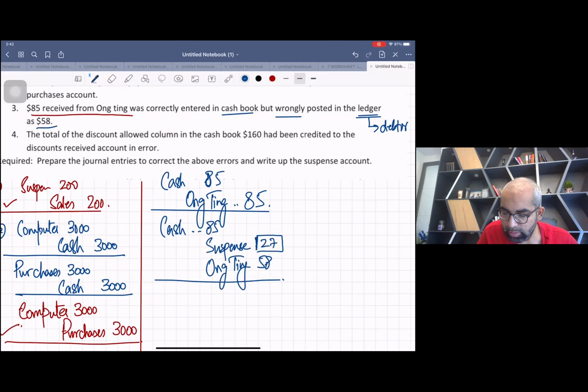Okay, now let's make the third correcting entry. Cash should have been debited by 85, and yes, we did debit the cash, so it's perfect. Now what is the credit side? We should have credited Ong Teng by 85, but we credited 58, so we should have credited more. So Ong Teng credit how much? 27. And yes, our objective is to close suspense account.